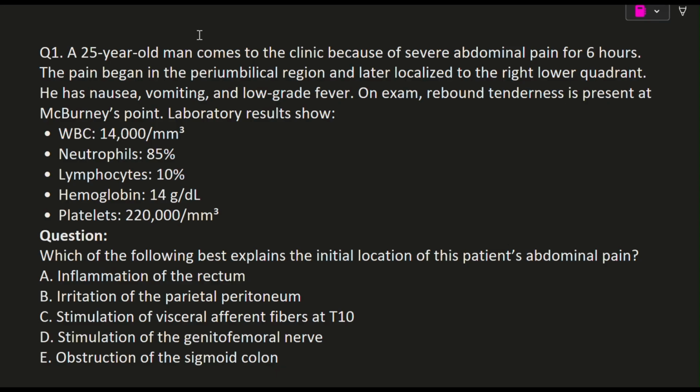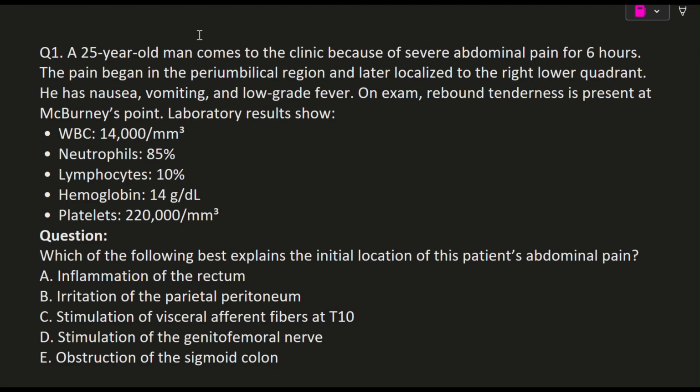Option A, inflammation of the rectum. Option B, irritation of the parietal peritoneum. Option C, stimulation of visceral afferent fibers at T10. Option D, stimulation of the genitofemoral nerve. Option E, obstruction of the sigmoid colon.